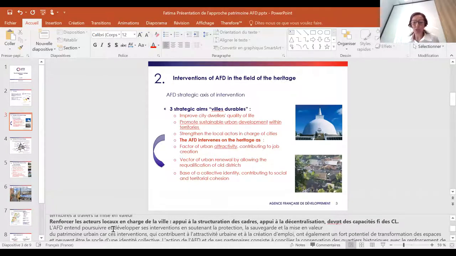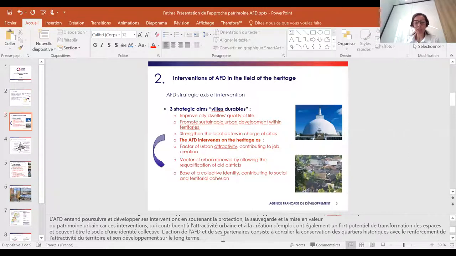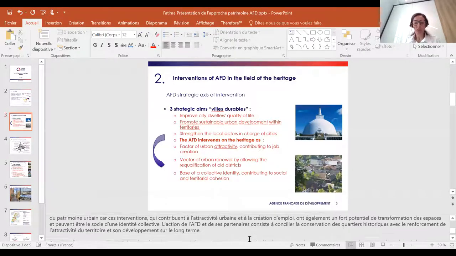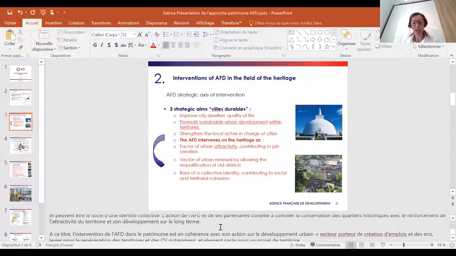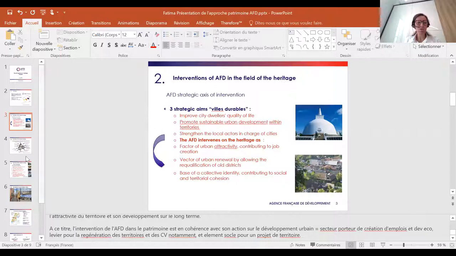Voilà comment ça se traduit en termes de stratégie de patrimoine. L'AFD soutient la protection et la sauvegarde du patrimoine, parce qu'on pense que ça doit contribuer à l'attractivité urbaine, à la création d'emplois, et parce que ces projets ont un fort impact social et un fort potentiel de développement d'un socle d'identité collective. Donc, l'action de l'AFD et de nos partenaires consiste à concilier la conservation des quartiers, l'attractivité des territoires et le développement à long terme. Et on va véritablement s'inscrire dans une démarche de développement intégré.